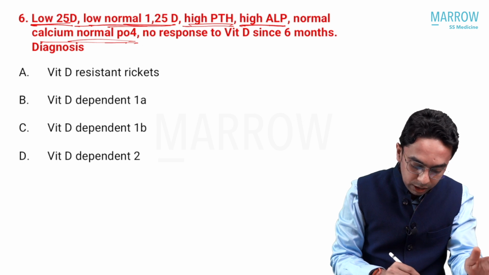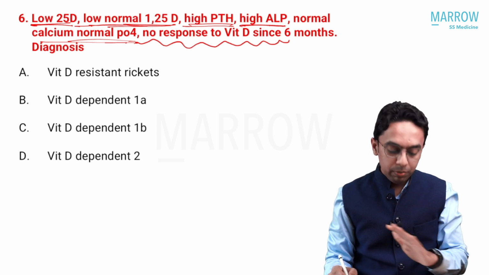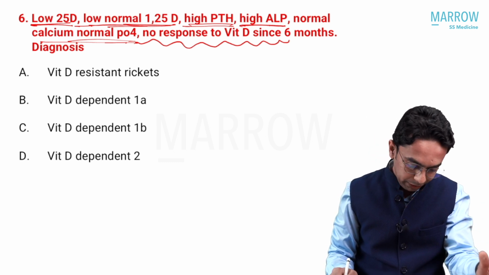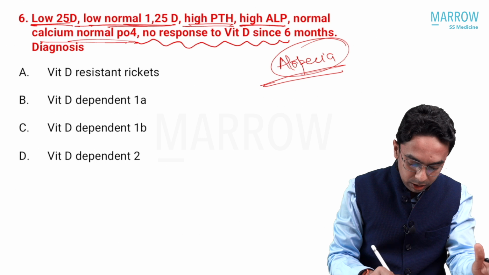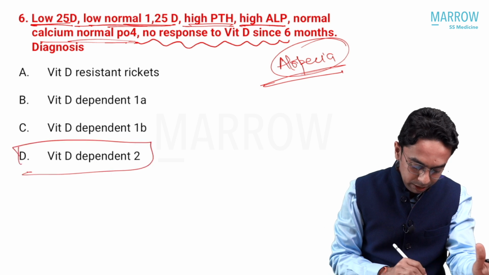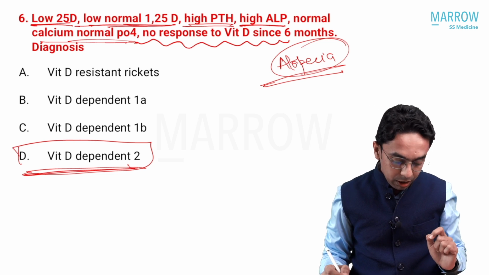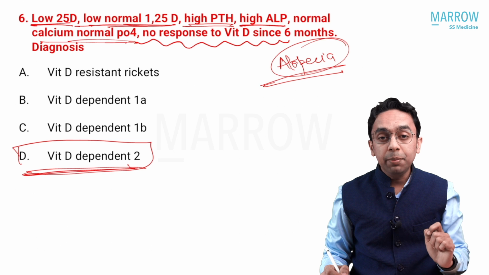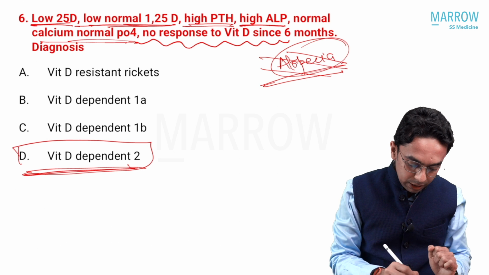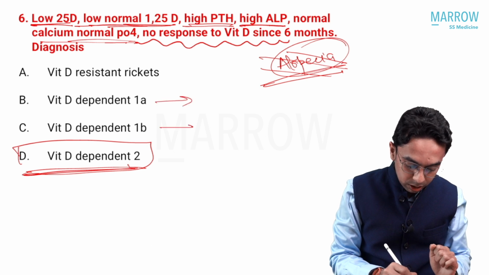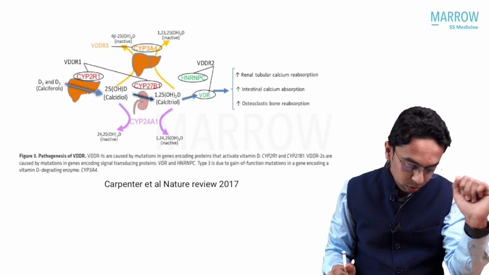The clue here is patient not responding since 6 months, but they have not given the dose, but we consider that it is an optimal treatment. If they would have given alopecia in the question, the answer would be directly a VDDR type 2. But alopecia they have not mentioned. So let's see what is this 1 alpha VDR1 and VDR1AB.